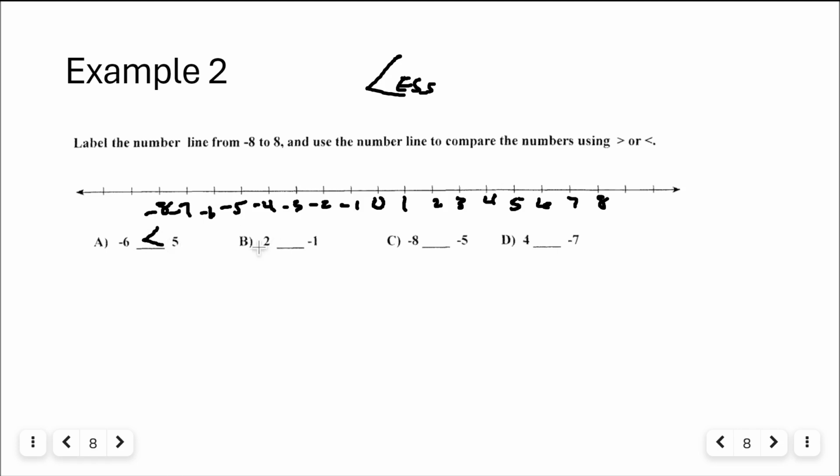Okay, we're comparing -6 with 5. -6 is less than 5. 2 is greater than -1. -8 is less than -5, right? If you owe somebody $8, that's worse than owing them $5. And 4 is greater than -7. Again, you can use your number line. You can plot the points on your number line. You could use the number line to do addition and subtraction. There's a lot of things you can do with the number line.